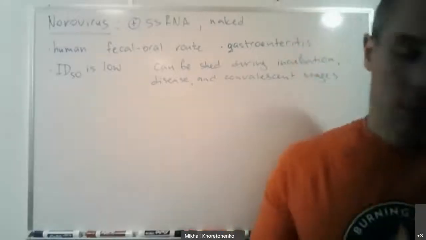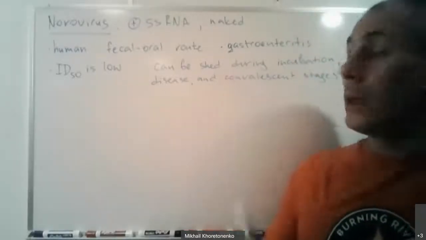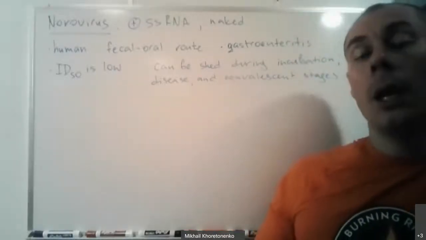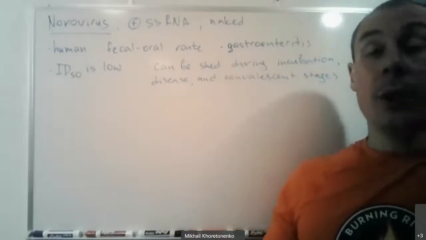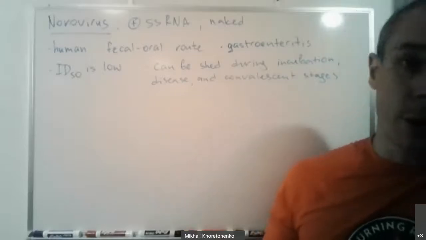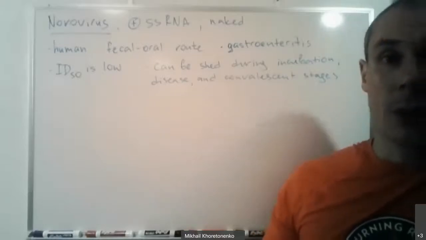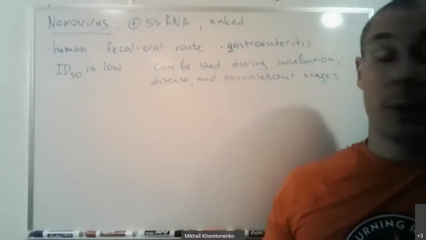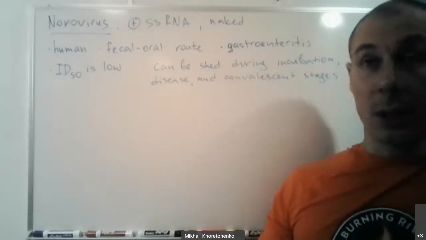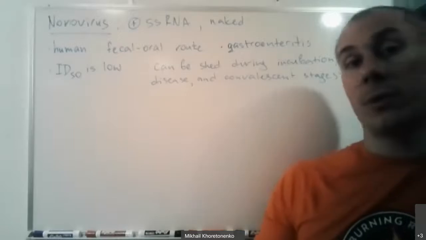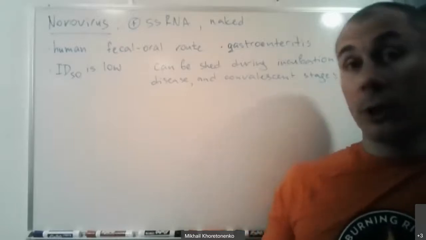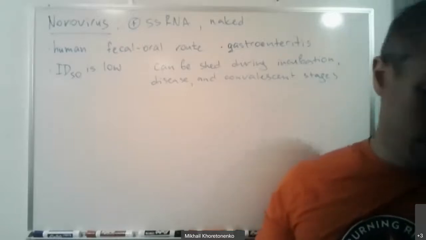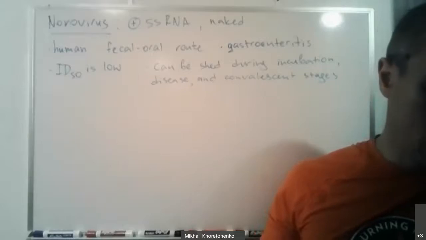Since it's a fecal-oral route, transmission is mostly in the community, schools, and nursing homes. It is famous for causing outbreaks on cruise ships. Contaminated food is usually the culprit. Somebody who had this infection before contaminates the food, and here we go. It is spread like wildfire.